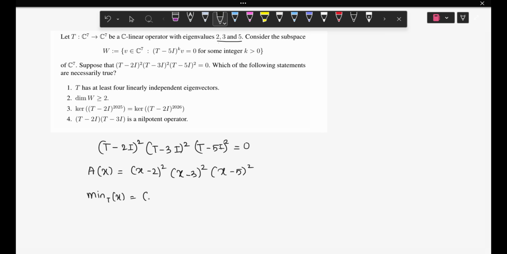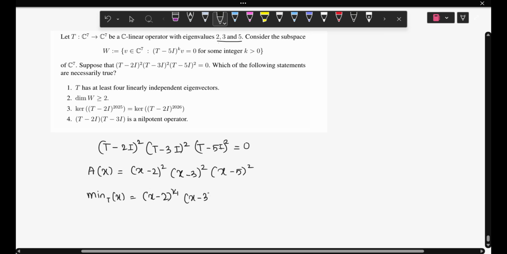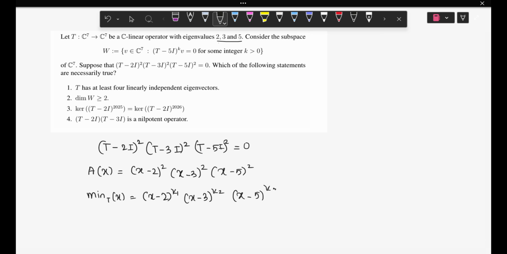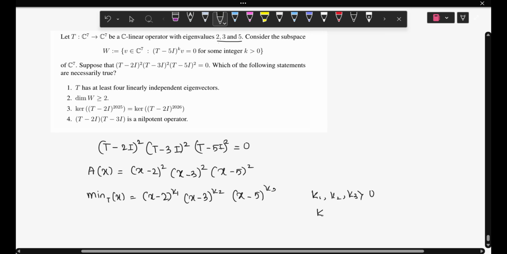So I can write that it would be (x minus 2) to the power k1, (x minus 3) to the power k2, and (x minus 5) to the power k3, where k1, k2, k3 are all greater than 0. Why are they greater than 0? Because the minimal polynomial must have a factor for each eigenvalue. And I can again say that ki is less than or equal to 2 for all i equal to 1, 2, 3.